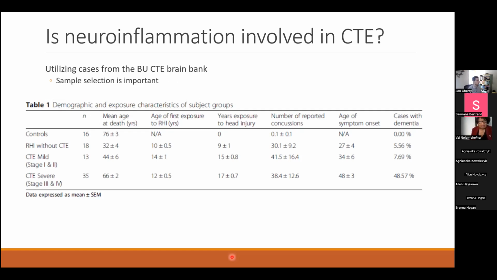So we picked four different groups: individuals who are control, so they don't have any exposure to contact sports and they don't have any degenerative disease as diagnosed by a neuropathologist. Individuals with RHI without CTE, so RHI stands for repetitive head injury. And these are individuals who played a contact sport, in this case, American football, but they weren't diagnosed with any degenerative disease. Then we had stage 1 and 2, so CTE mild or CTE low, and stage 3 and 4 or CTE high or CTE severe. These were our four groups where we wanted to investigate, is inflammation occurring with head trauma and with CTE?